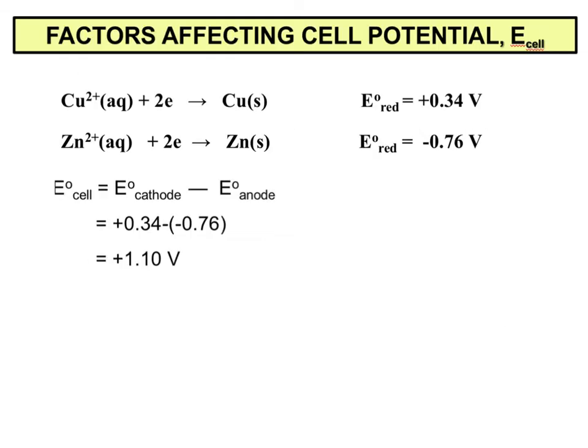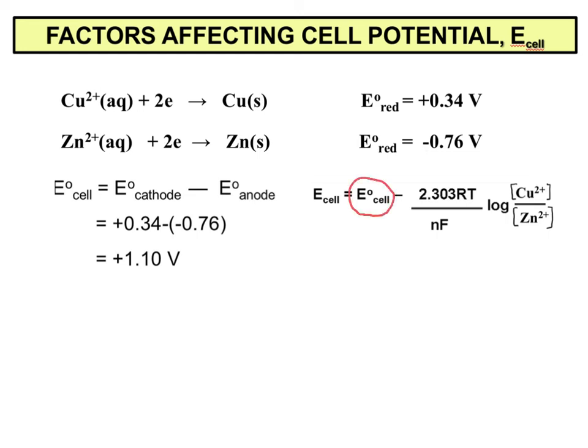Now we have arrived at the last part of this video, which is factors affecting cell potential. Let's take the zinc copper half cell as an example. This is the Nernst equation for this cell. The cell potential can be increased if the standard cell potential is greater. The standard cell potential can be increased in two ways.